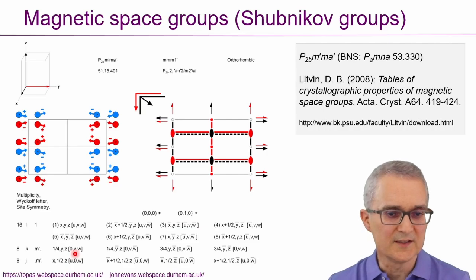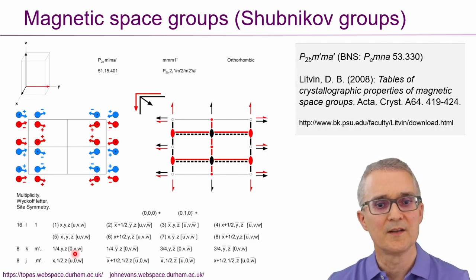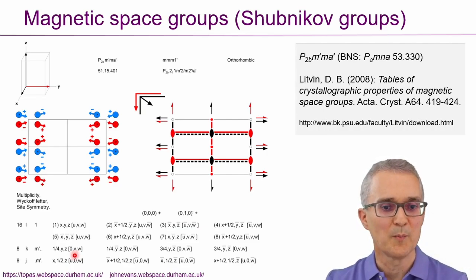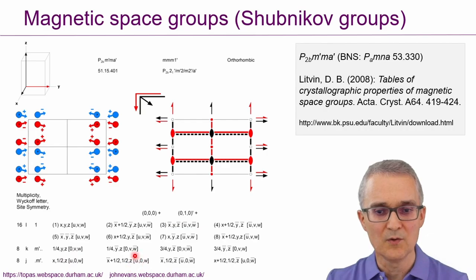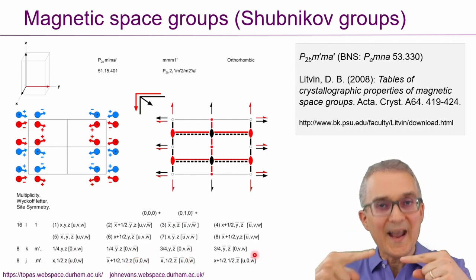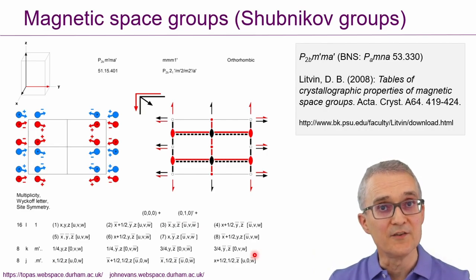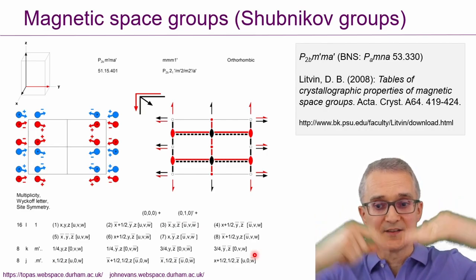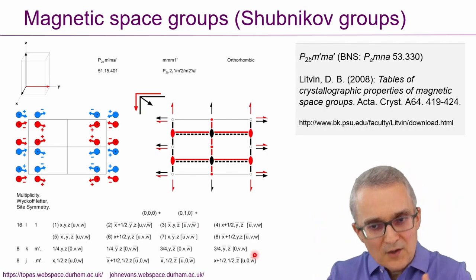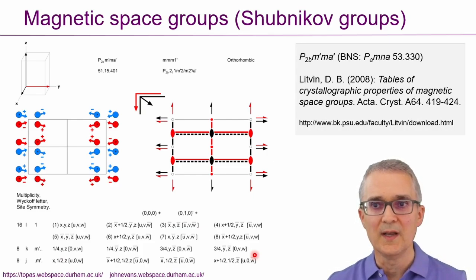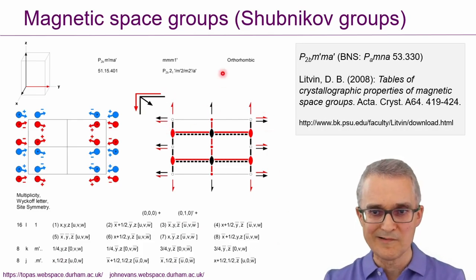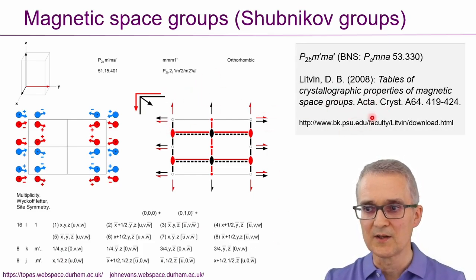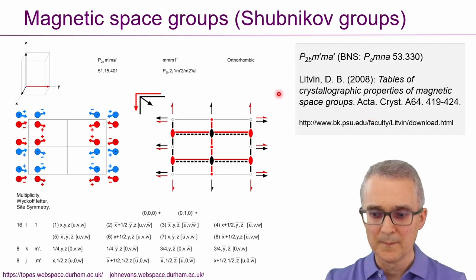So on each of the sites, the magnetic moment can have components 0 V W, 0 V minus W, 0 V minus W, and 0 V W. But the x component is always 0 on each of these sites, which means that the moment has to lie in the plane. So all of that information is stored for you in the crystallographic tables, which, as I say, you can download from this site.